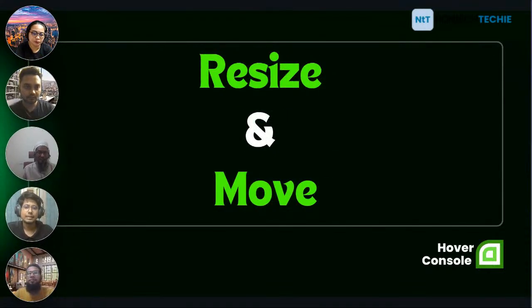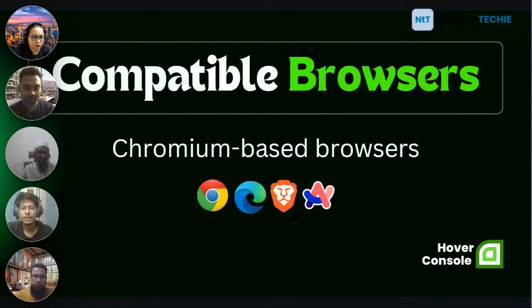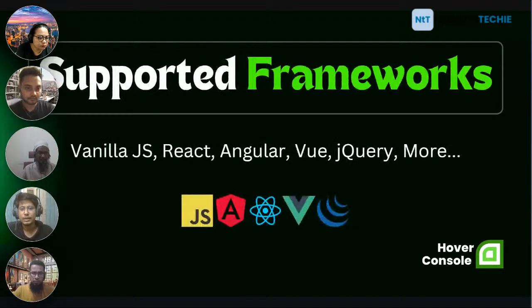Next, as the Hover Console extension is a pop-up in the web page, you can easily resize it and move it anywhere on your screen, which gives you a perfect view of the errors or other messages. It is compatible with Chromium-based browsers. Which browsers are Chromium based? Google Chrome, Chromium, Microsoft Edge, Brave, and Arc are fully compatible with Hover Console. It supports lots of JavaScript frameworks, such as Vanilla JS, React, Angular, Vue, jQuery, and many more.